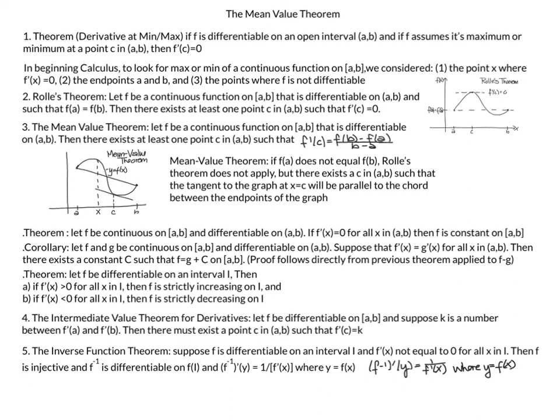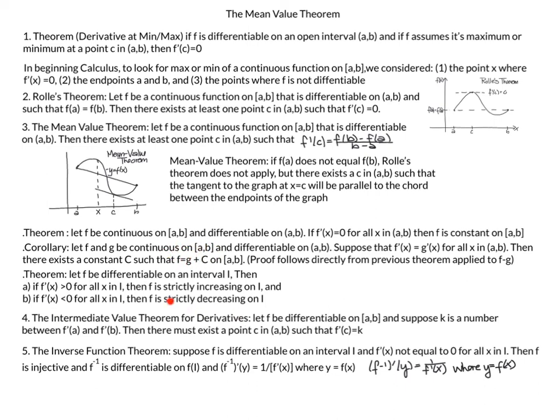We said if f was continuous and differentiable, then the derivative equals 0 means f is constant. We looked at, again, f differentiable. If the derivative is greater than 0, then it's increasing on the interval. If it's less than 0, then it's decreasing. We had this corollary here that said if the derivatives of two functions were equal, that means the original functions differ only by a constant c.